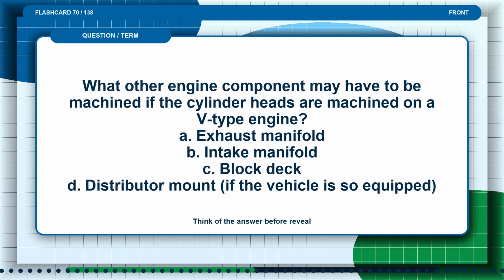Flashcard 70. What other engine component may have to be machined if the cylinder heads are machined on a V-type engine? A. Exhaust manifold. B. Intake manifold. C. Block deck. D. Distributor mount if the vehicle is so equipped. Pause and think of the answer before the reveal.